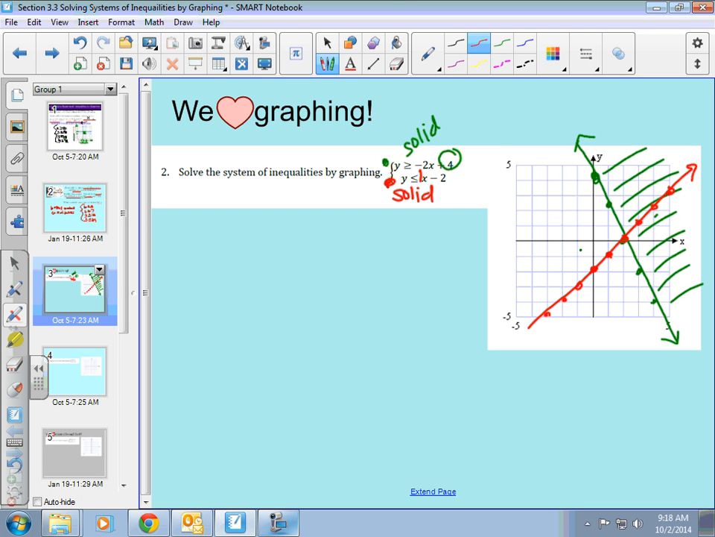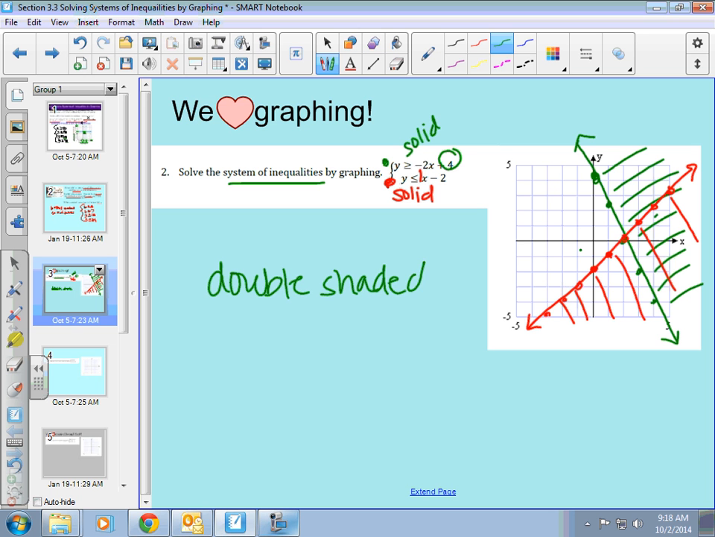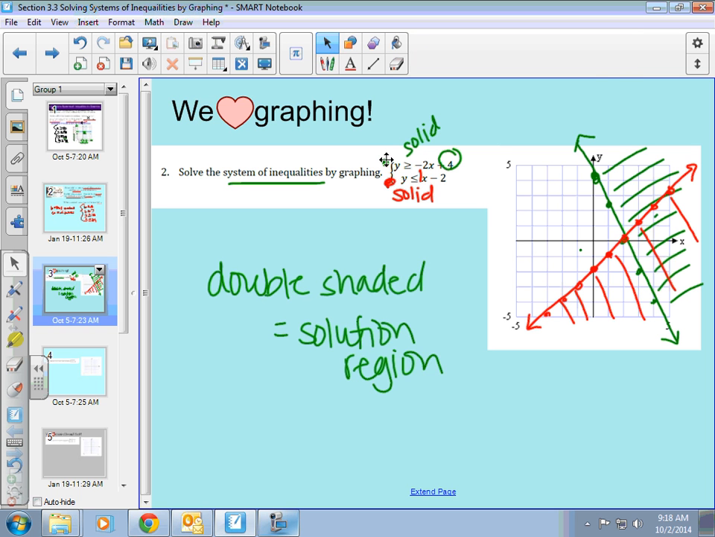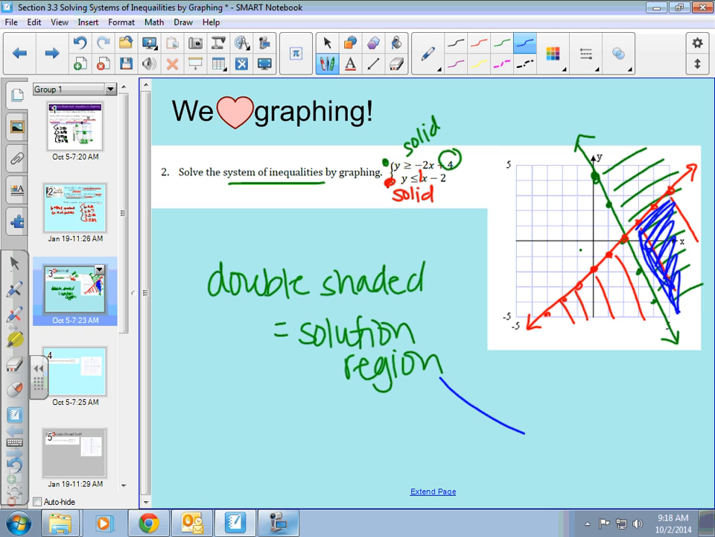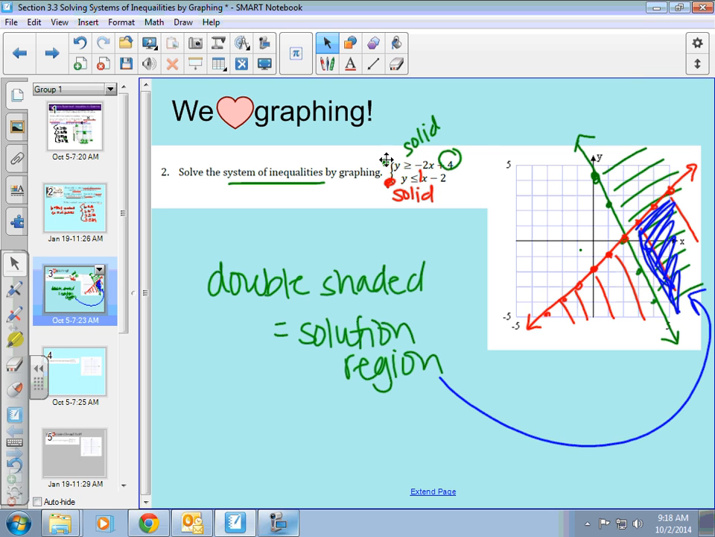It's, like I said, solid. And then I look, it says y is less than. Well, for less than, I think lower, so I think below. Now here's the trick with my systems. Your answer is wherever it is double shaded. Double shaded equals the solution region. So in this case, we are double shaded right here. So this is my solution region.